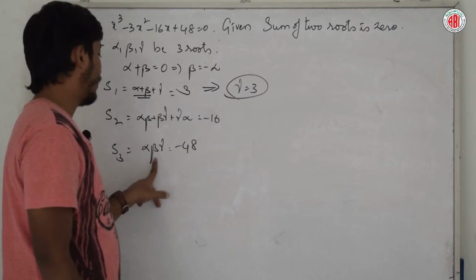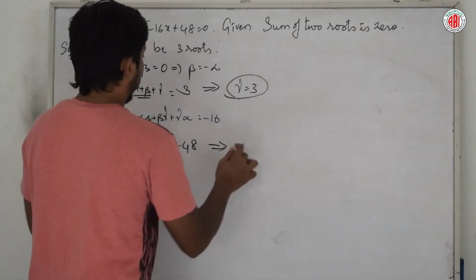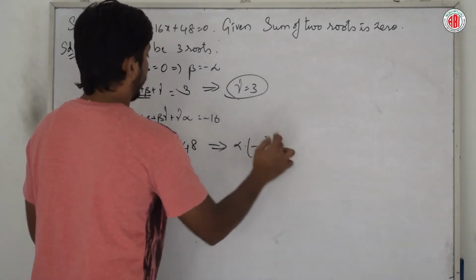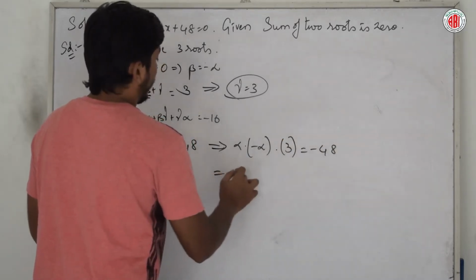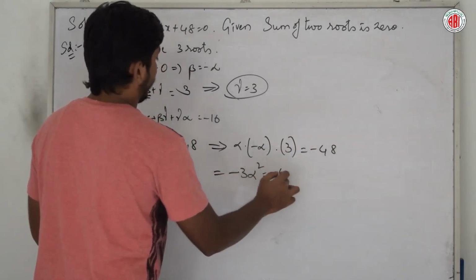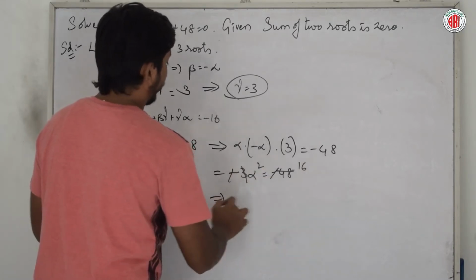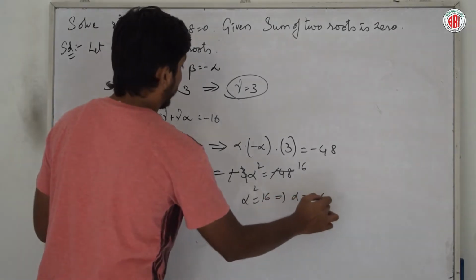Okay, alpha, beta, gamma. Let me substitute it here. I'll get alpha, instead of beta I'll write minus alpha, instead of gamma I'll write 3. So this will be minus 3 alpha square is equal to minus 48. Minus minus cancels, 3 is 16. So alpha square is 16. Alpha can be plus or minus 4.